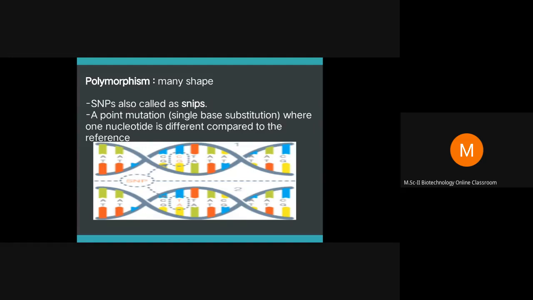It is a DNA sequence variation occurring when a single nucleotide, A, T, C or G, in a genome differs between members of a species. For example, in the picture, two sequenced DNA fragments from different individuals, AAGCTTA and AAGCCTA, differ in C and T. It is a single nucleotide polymorphism.